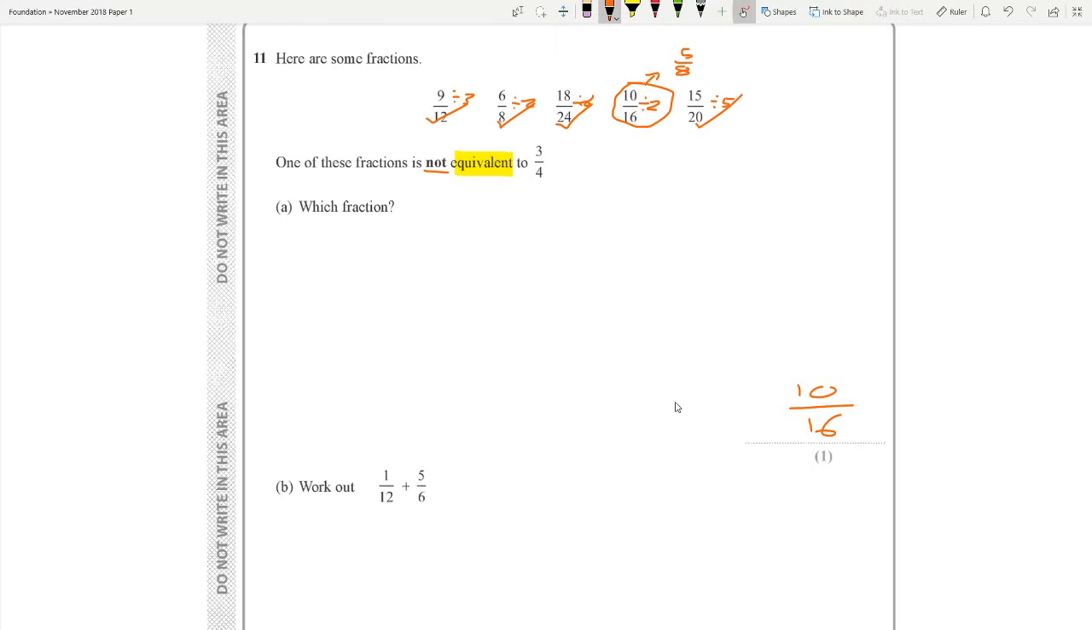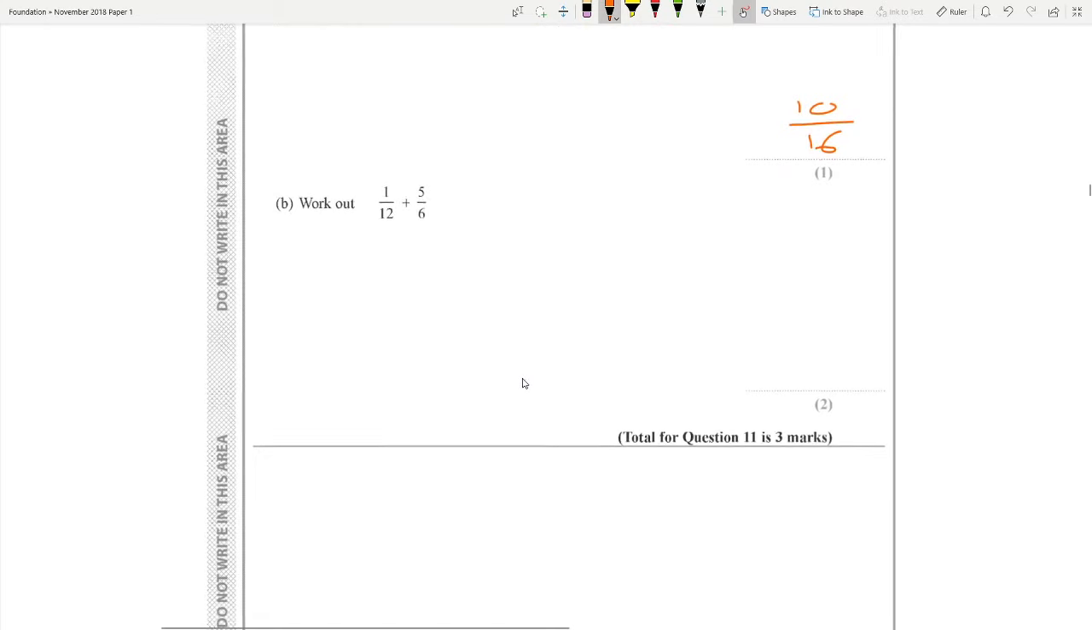1 mark question there. Okay, part B asks us to work out 1/12 add 5/6. Now, main thing, whenever we're adding fractions with different denominators, what do we have to do to the denominators? When we're adding fractions with different denominators, what do we have to do with the denominators? Can we just add them like that?